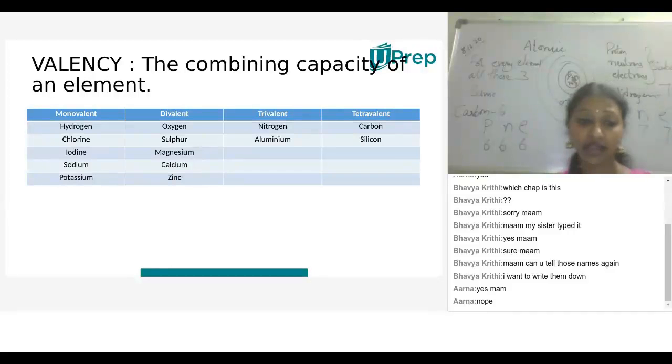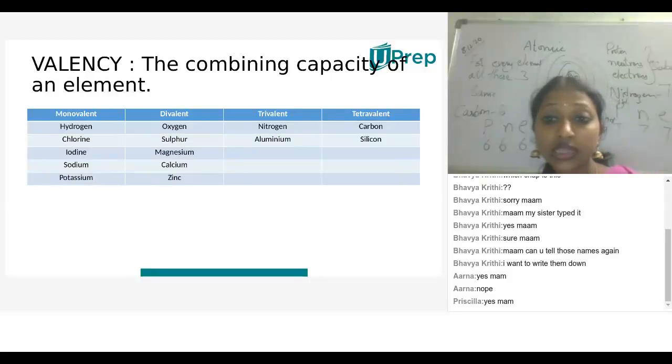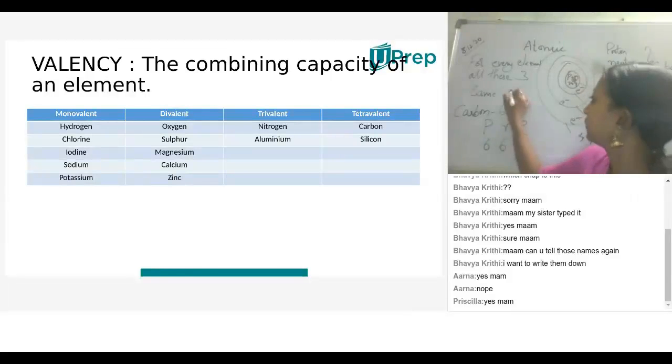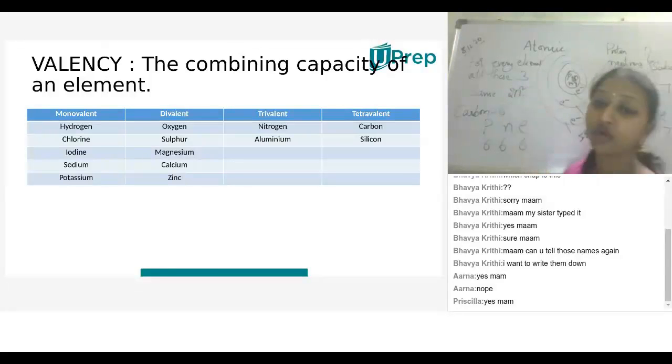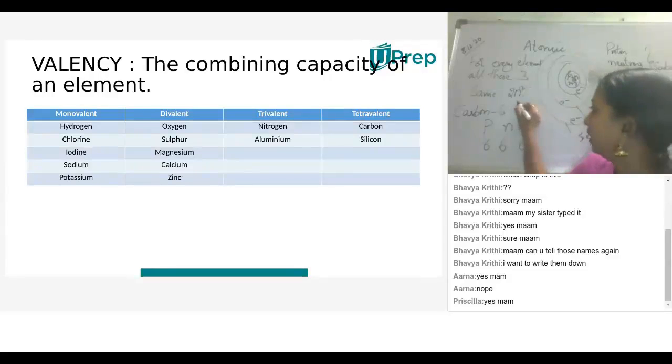In the same way, this arrangement is basically based on the 2n square formula. This 2n square formula is given by Bohr. Who has given this formula?